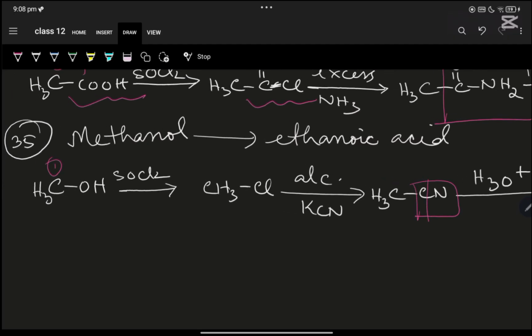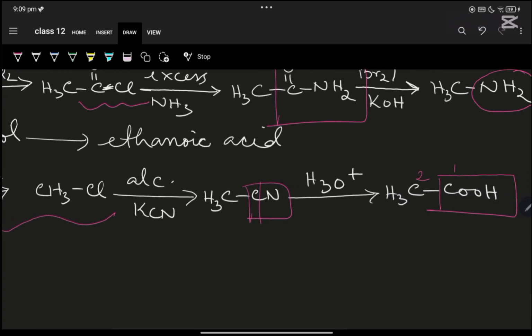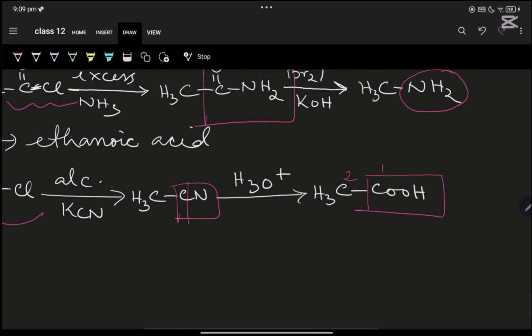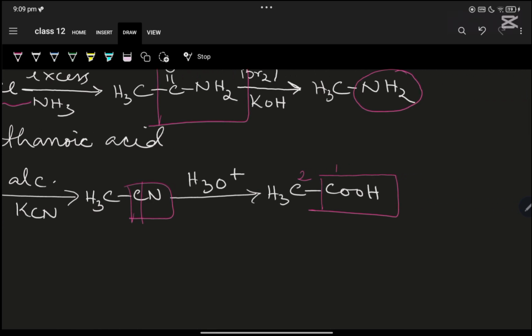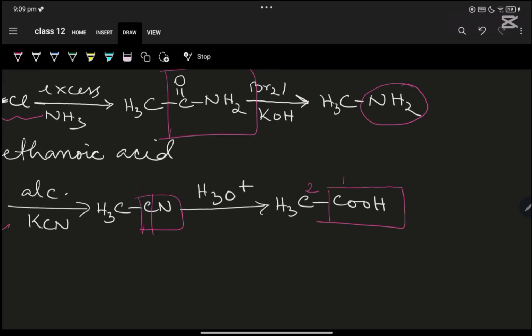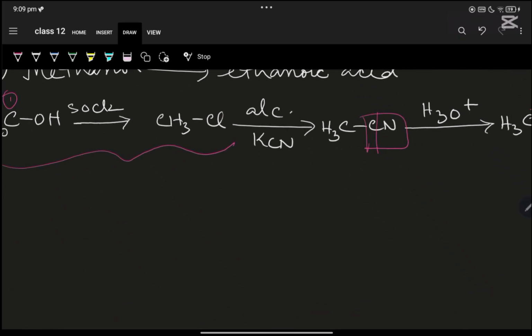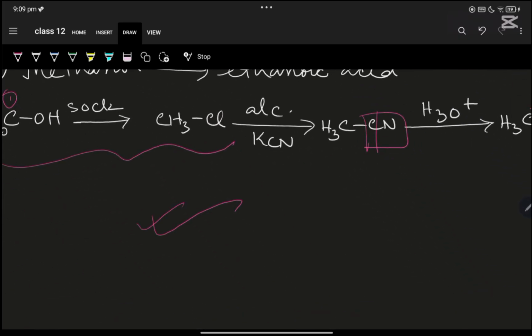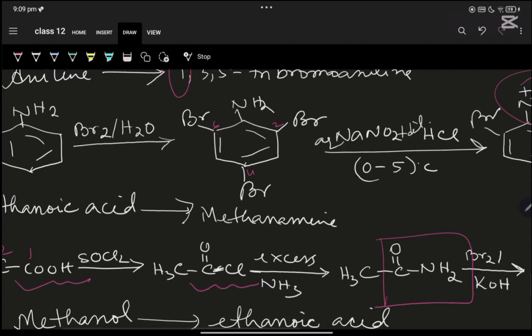Over the alcohol, you give SOCl2 and you get CH3Cl, and then you give alcoholic KCN. Do not give alcoholic KCN over the alcohol. People make this mistake. Convert it to RCl by giving SOCl2. Then give alcoholic KCN. You will get CH3CN, and then you go to acidic hydrolysis. You will get CH3COOH.